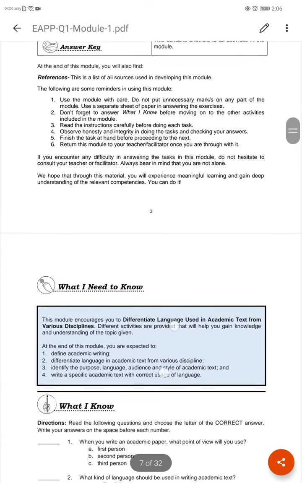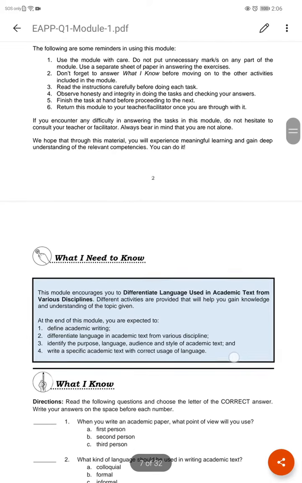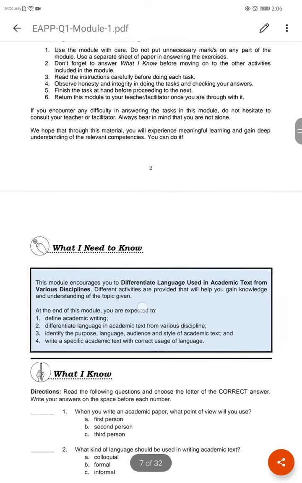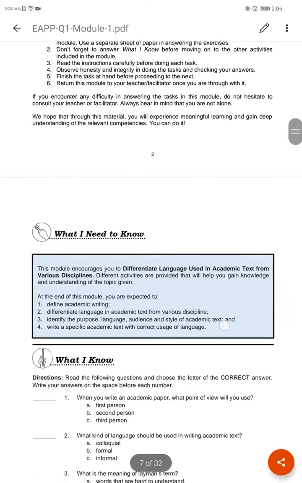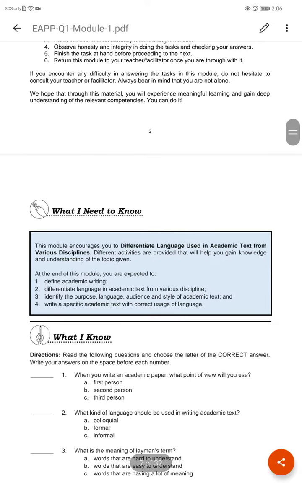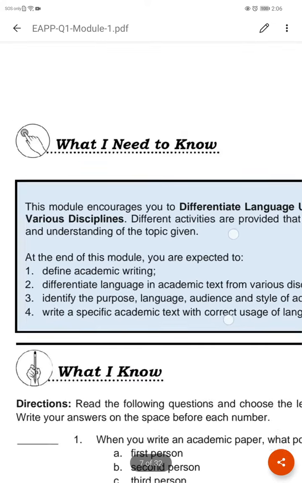So for our module 1, guys, this is our objective. This module encourages you to differentiate language use in academic text from various disciplines. Different activities are provided that will help you gain knowledge and understanding of the topic given. So for our objective, we will be focusing on these 4 objectives.